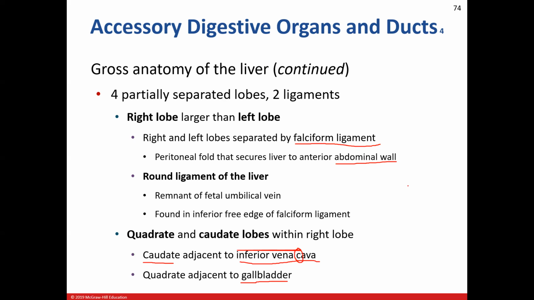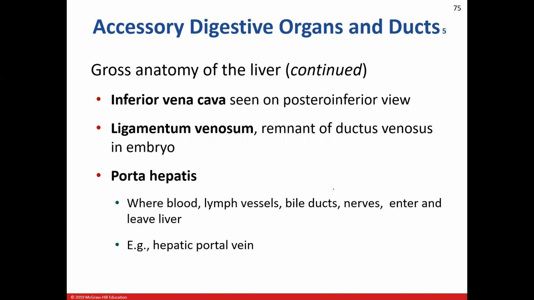And then we'll see on the free end of that falciform ligament a structure called the round ligament. At one point, it was a blood vessel. It was actually part of the fetal umbilical vein. But once you are born, that fetal umbilical vein collapses and is no longer used or needed, and so we rename it the round ligament of the liver.